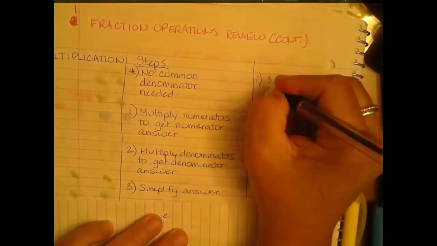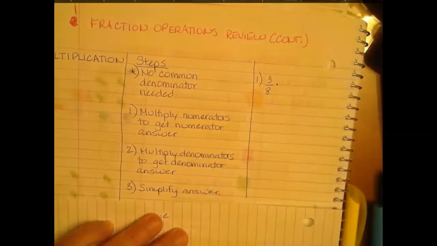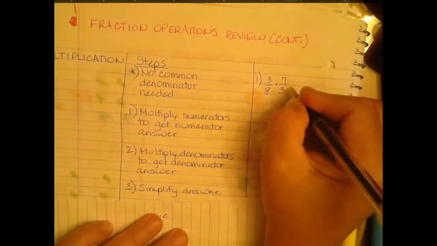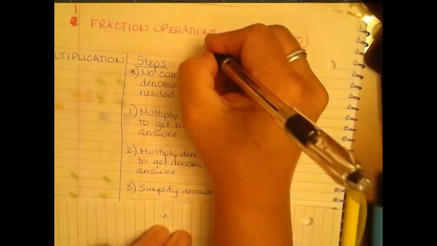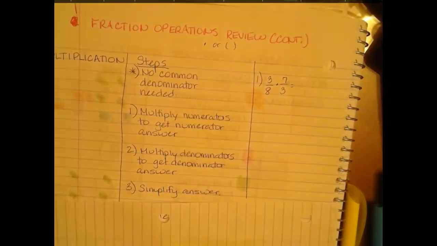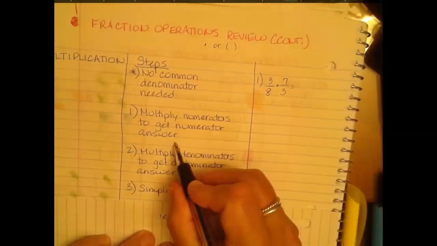We have 3/8, and we're going to use a dot and not an X because we're in algebra and X's always represent unknowns. So we don't want any X's in here confusing the problem. So we're going to use a dot or parentheses for multiplication. A dot or parentheses represents multiplication, never an X. So we multiply numerator times numerator to get the numerator answer.